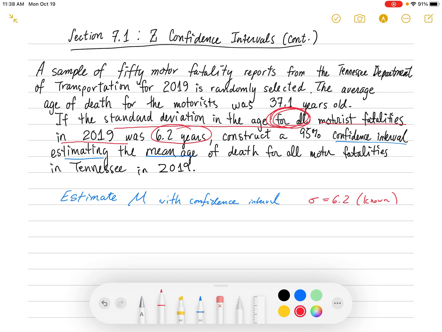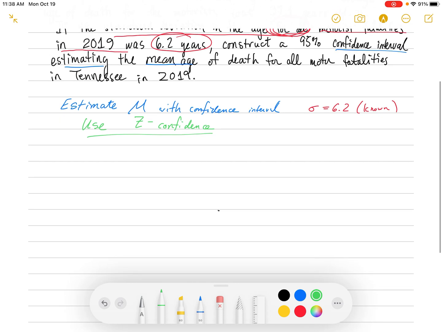So because you're trying to estimate the population mean with a confidence interval and sigma is known, you're going to use the Z confidence interval rather than, we'll learn about later, a T confidence interval. We're going to focus on the Z. So what's the formula for the Z confidence interval? So mu is unknown, the population mean is unknown. So you're going to find an upper bound and a lower bound to estimate it.